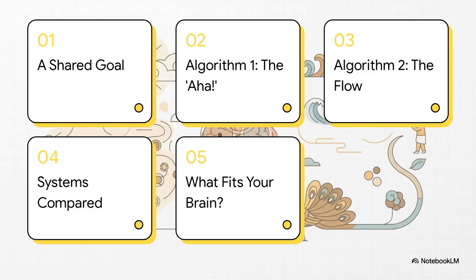Okay, here's our game plan. We'll start with the goal that both of these systems share. Then, we'll break down algorithm 1, which is all about rewarding that little aha moment. After that, we'll check out algorithm 2, which focuses on finding an effortless flow state. Then we'll put them head to head, and we'll finish up by asking a pretty practical question. Which one of these might be the right fit for your brain?